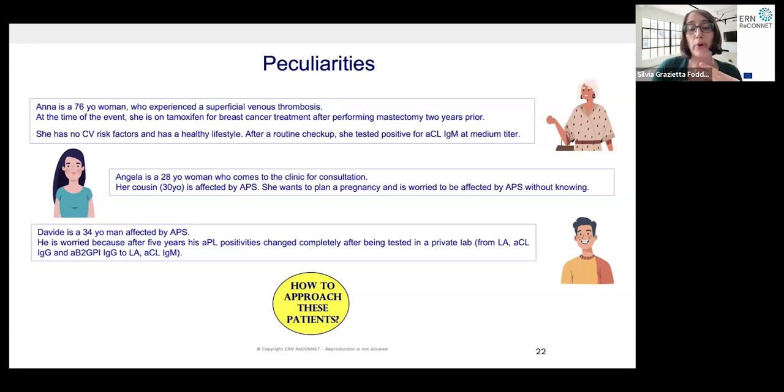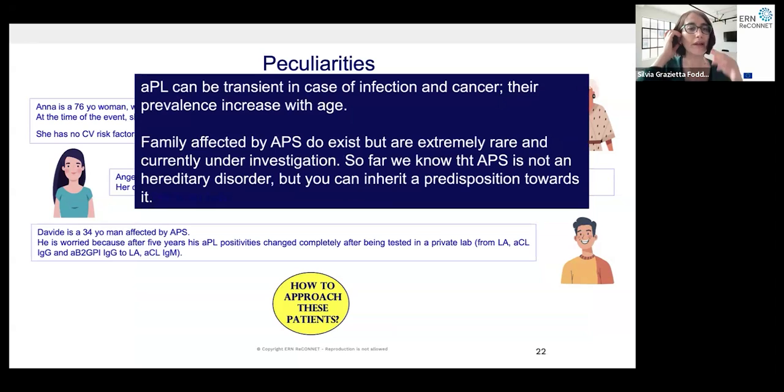She wants to plan a pregnancy, and she's worried about being affected by APS without knowing. Families affected by APS do exist, and a colleague of ours is working in this field and is studying a cluster of families that has APS, like father and daughter, but they are very few in our cohort of patients. And we are still investigating which genes make the disease more prone to happen.